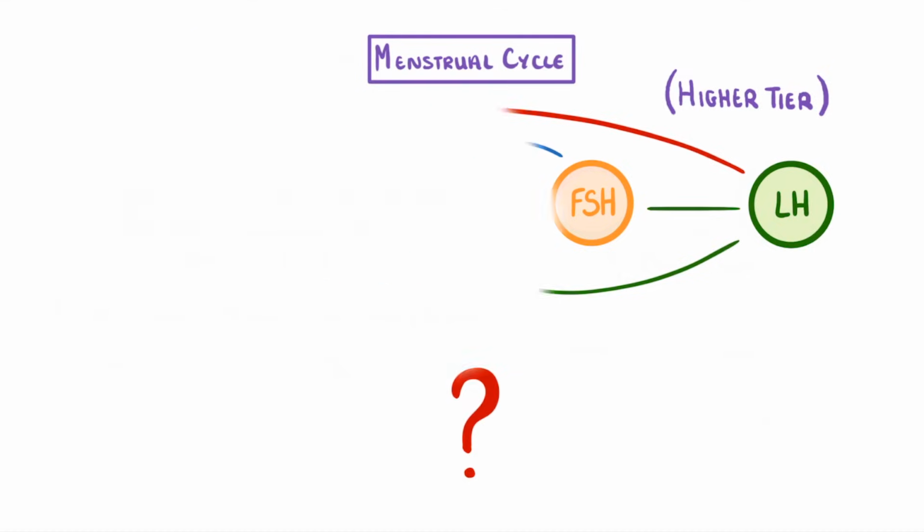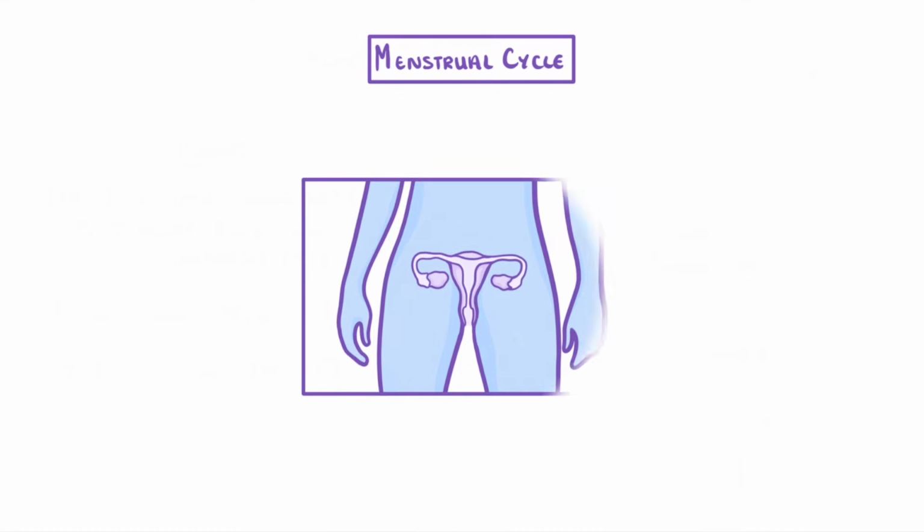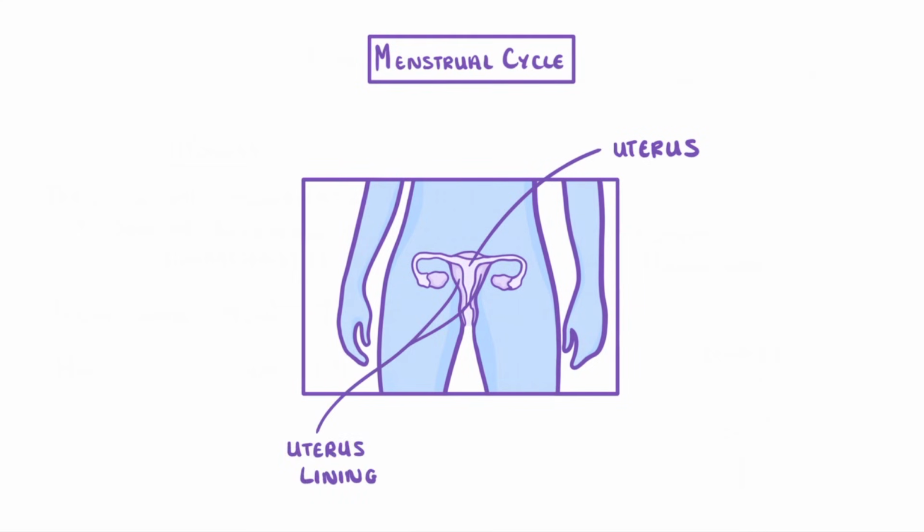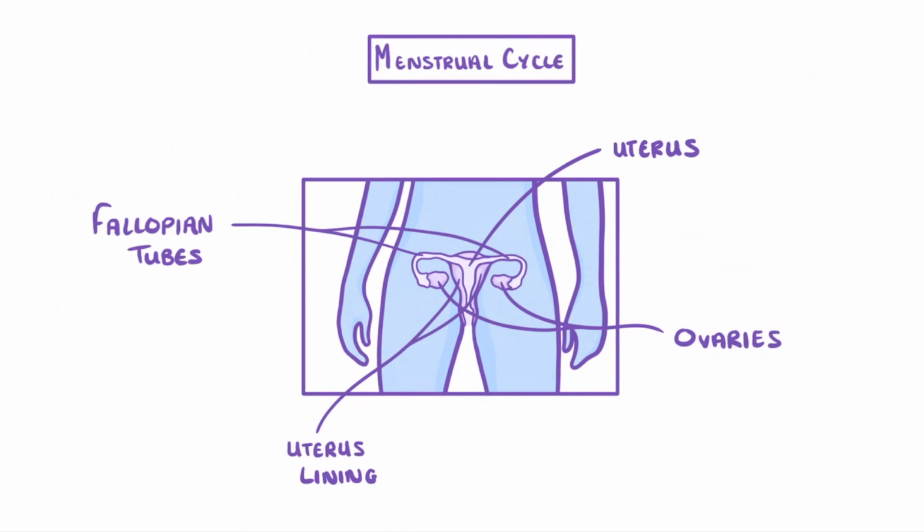Before we start though, I just wanted to make it clear where all of this stuff is happening. This here is a picture of the female reproductive system. We've got the uterus here in the middle, the uterus lining around it, and the ovaries out here on the sides, which are connected to the uterus by these fallopian tubes.